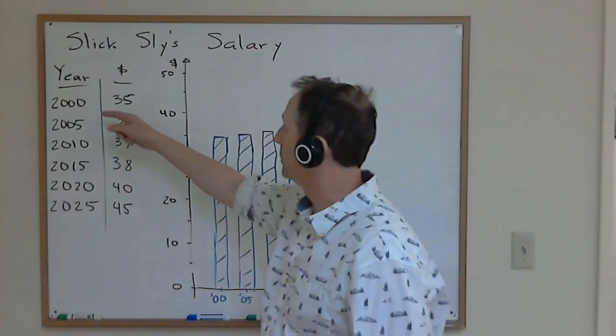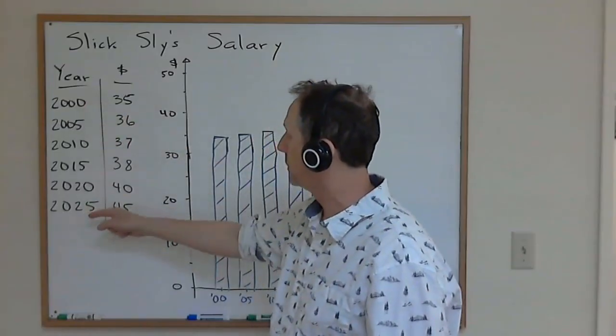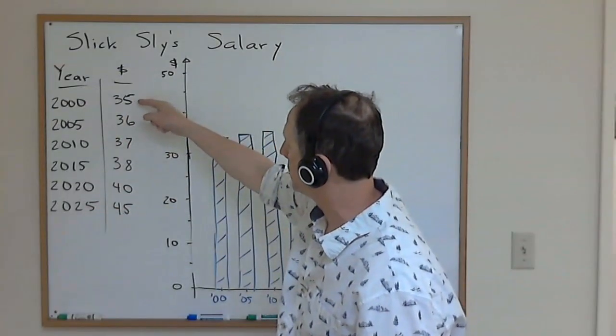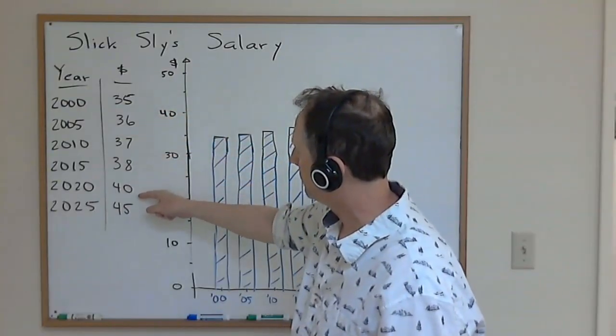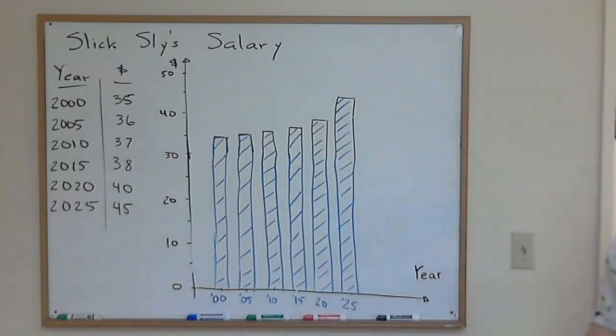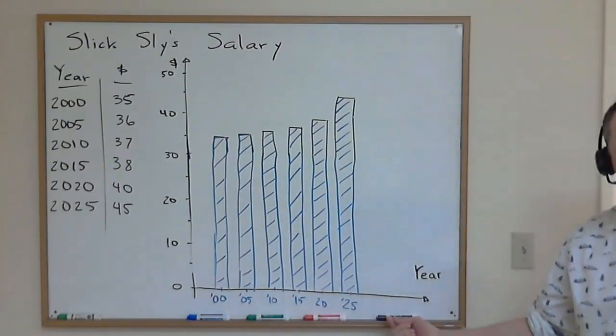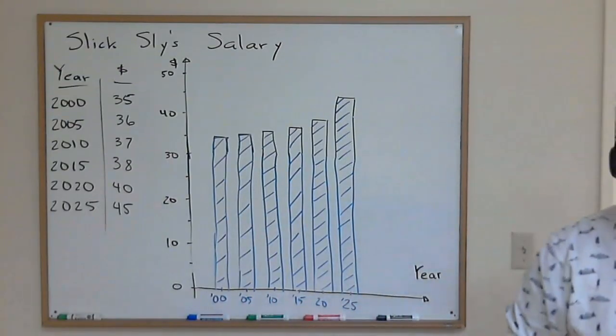The raw data is given over here. From the years 2000 to 2025, Sly's salary has risen from $35,000 a year, 36, 37, 38, and then it started to grow a little bit more in the 2020s, making $45,000 a year by the end of that period. If we graph that faithfully and accurately, we get a bar graph that looks something like this. I did this by hand, so it's not perfect, but it's the best I can do by hand. It's pretty good. So we have time on the horizontal axis going from the years 2000 to 25.